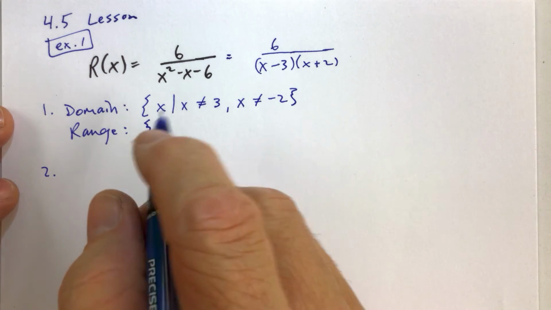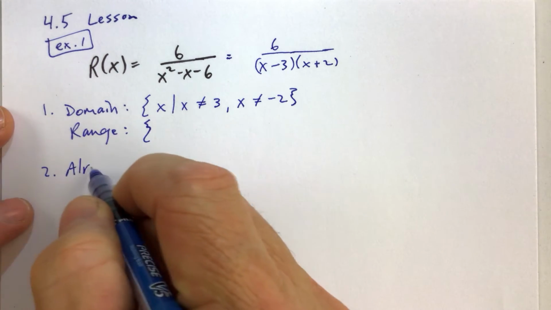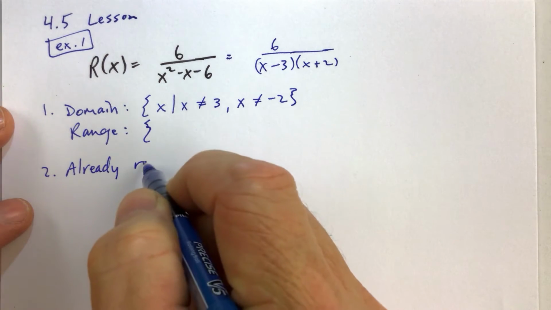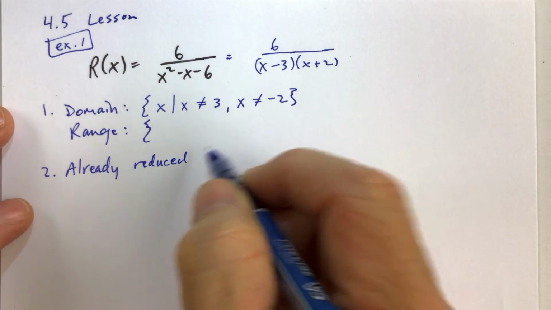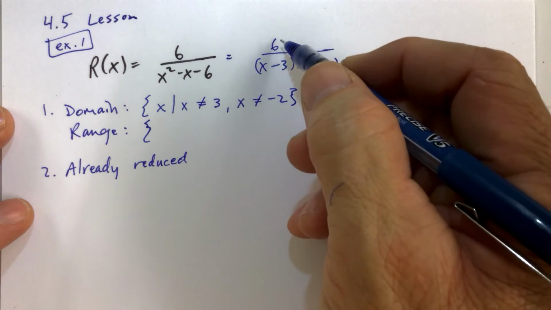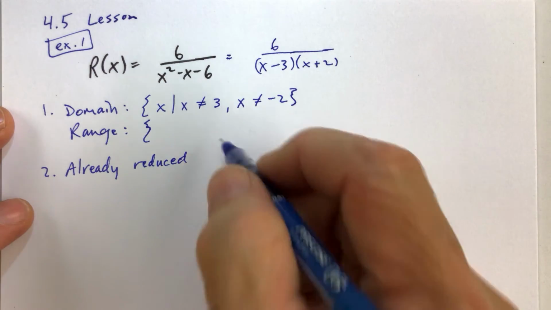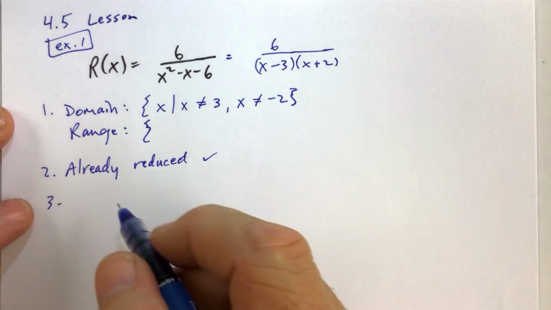The second thing we want to do is reduce the fraction. Well, the fraction is already reduced, meaning there are no factors in the numerator and the denominator that we can cancel. So it's already reduced. Check. So that's the second thing you would do.